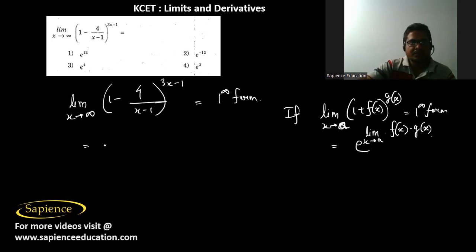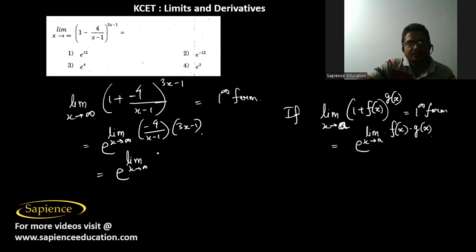So this also will be e raised to limit x tends to infinity of (minus 4 by (x minus 1)) into (3x minus 1). So we can write e power limit x tends to infinity of minus 4 into x taken outside, so this will be (3 minus 1 by x), and here also x I can take outside, x into (1 minus 1 by x). So the x and x will cancel. And if we put x tends to infinity, this will be 3. So this will be e power minus 12. So option 2 is the correct answer.